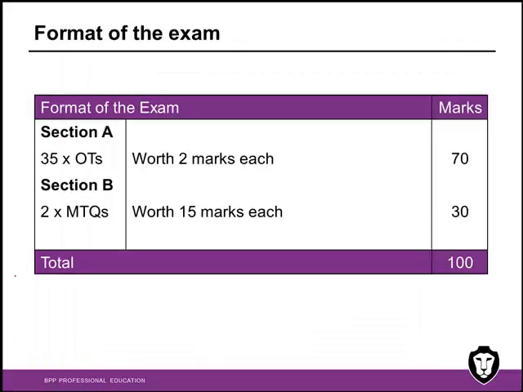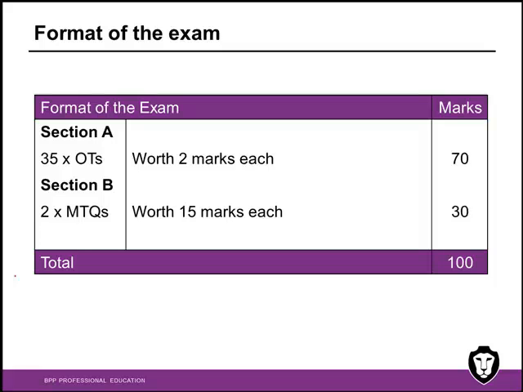The exam itself is made up of 2 sections, Section A and Section B. Section A consists of 35 2-mark OT or objective test questions. These are designed to test your knowledge of a range of different areas and will be a mix of calculation questions and pure knowledge questions. There's a range of different types of questions you would get here, and you can find out more information on these within the skills bank at the start of your course notes.